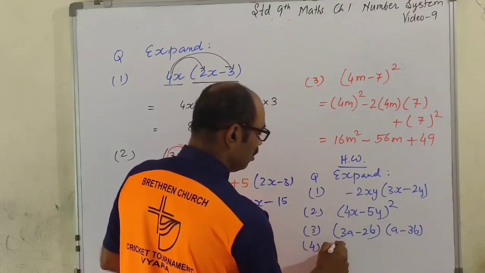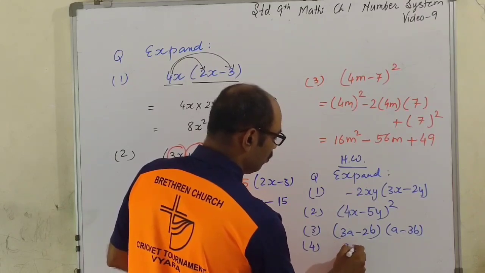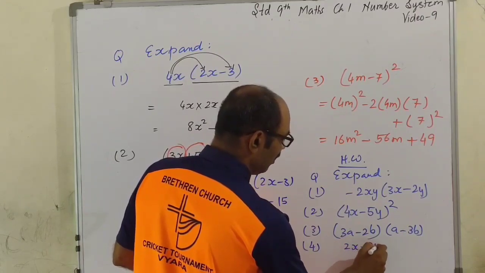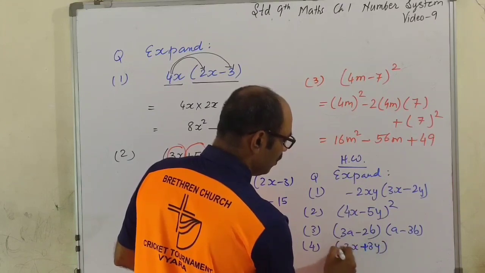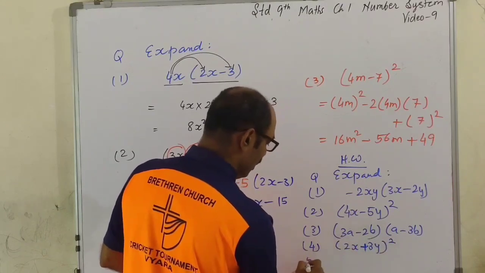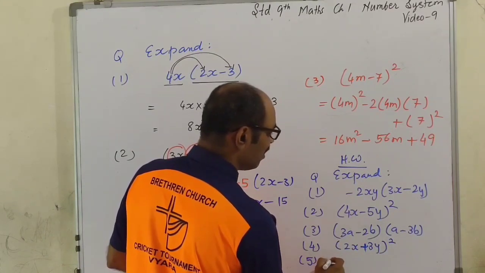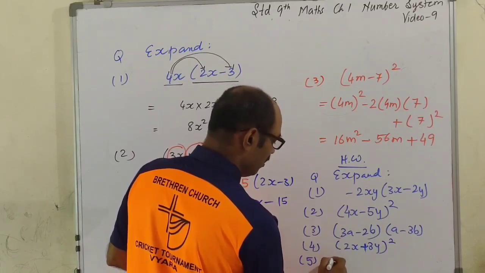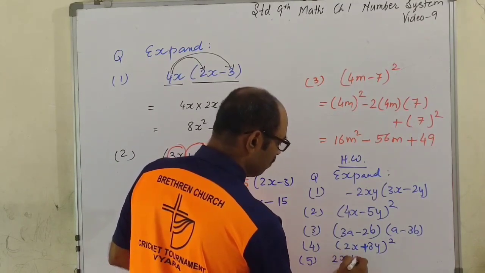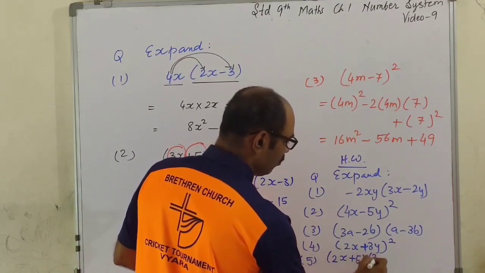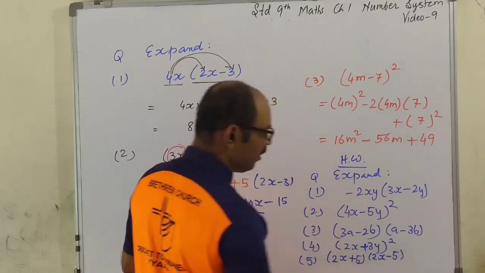Fourth, 2x plus 3y whole square. And the last one, 2x plus 5 into 2x minus 5.